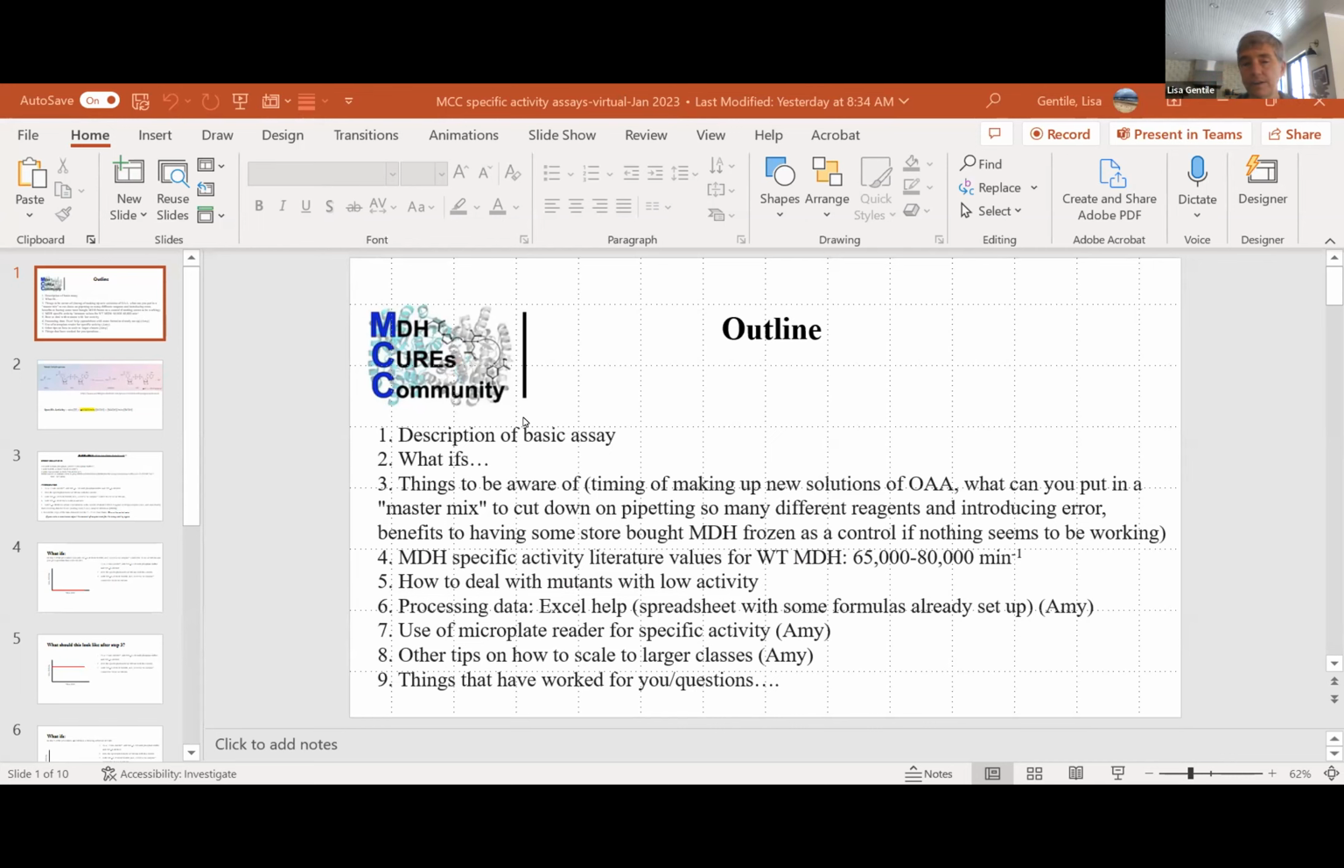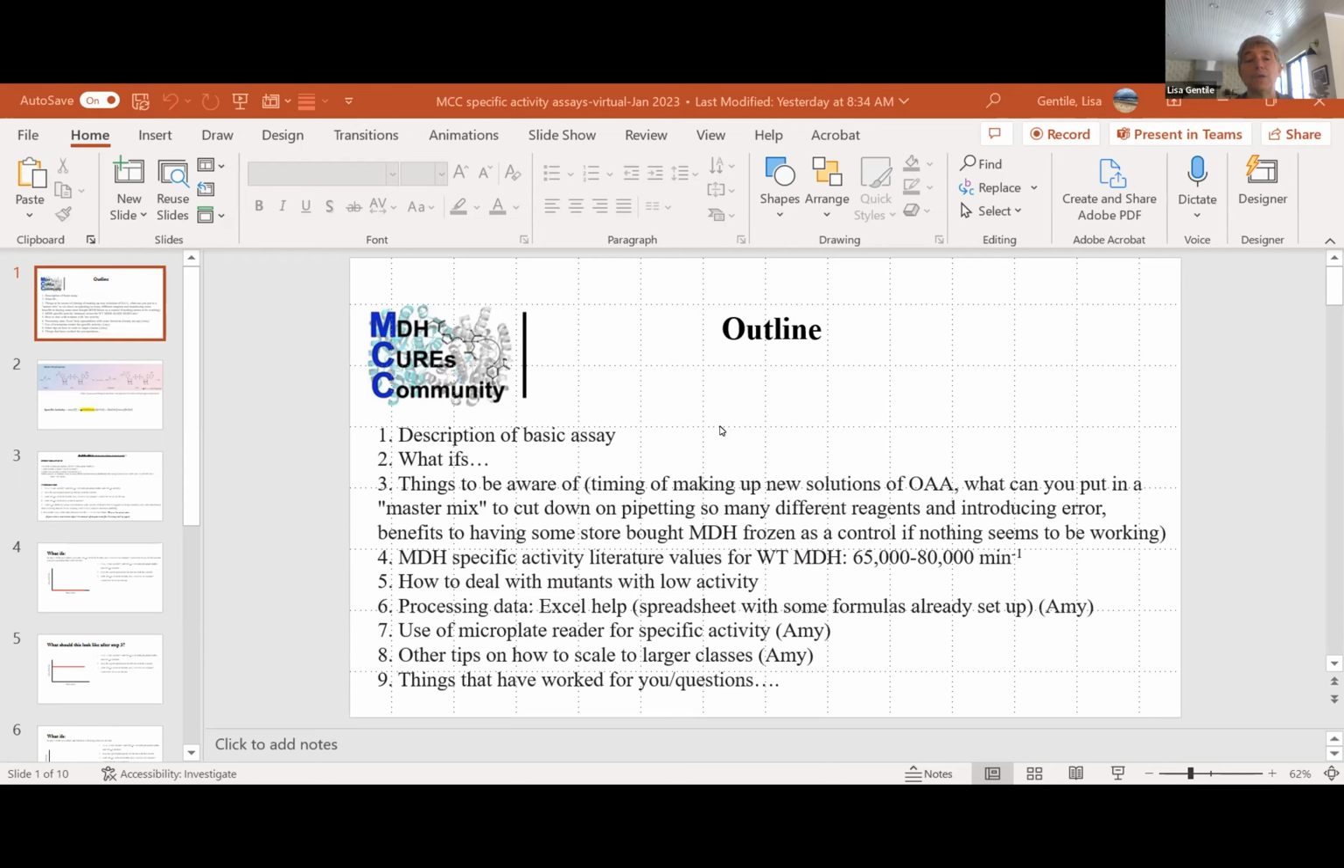Things to be aware of, the timing of making up oxaloacetate solutions. Oxaloacetate can be pretty finicky, and if you aren't using it fresh, that can be an issue. The idea of making a master mix, the idea of having some store-bought MDH that you can use as a control if you need it.